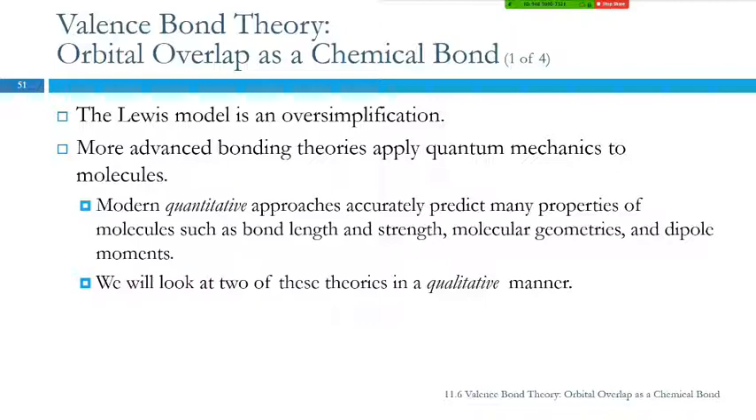So there are different models of bonding. Lewis theory, or the Lewis model, is the simplest, the easiest to understand, but it's also a gross oversimplification. It's still useful because it works a lot of the time. The more advanced theories apply quantum mechanics, and so we're going to look at two of those. I'm only going to talk about one of them today, the valence bond theory. And we're going to look at this in a very qualitative manner. We're not going to get into the math of it.